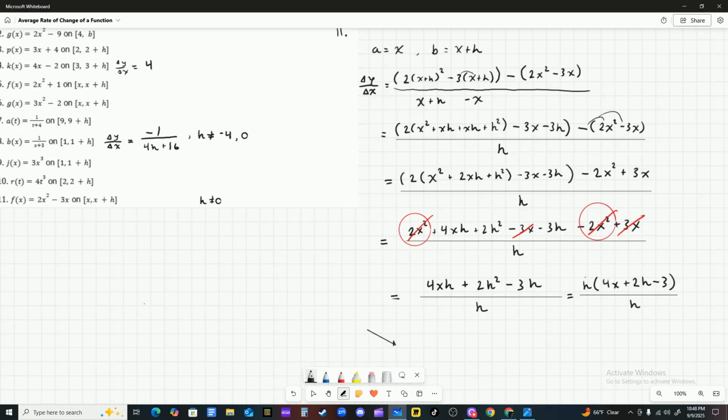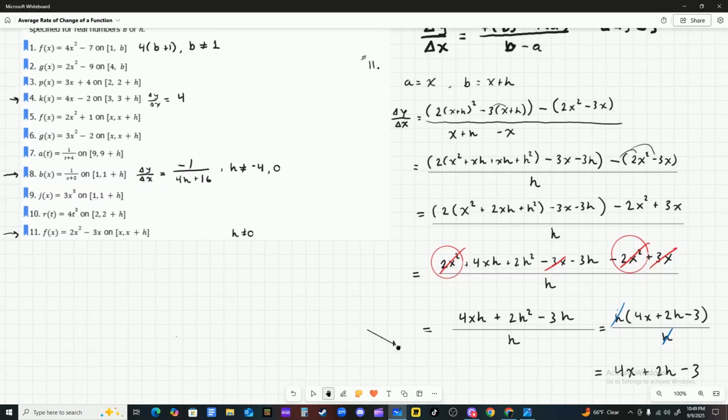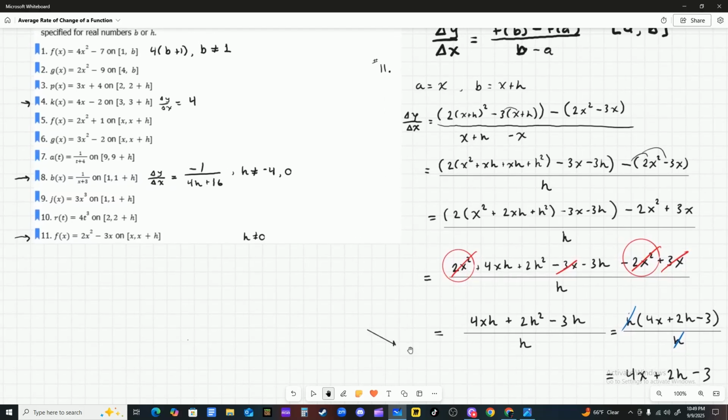And look what happens here. Now the h's cancel out. Boom, boom. Trust the process. So our final answer is now 4x plus 2h minus 3. And that's our answer. All right, 4x plus 2h minus 3. So let's write that down right here. So here we have 4x plus 2h minus 3. And that's our answer.